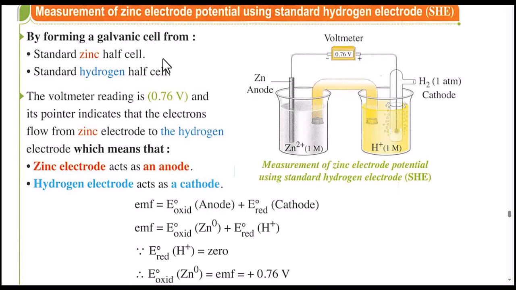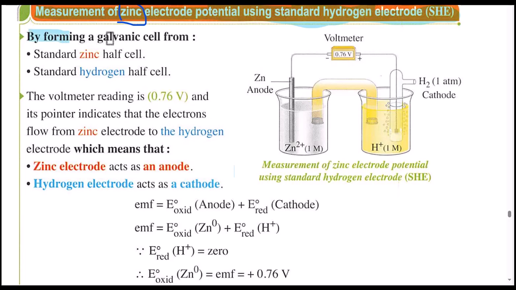Hello my dear students. Today we'll speak about how to measure the different elements' potentials in reference to the standard hydrogen electrode. How we use the standard hydrogen electrode to measure the different electrode potentials. For example, we will take zinc and copper. The first is zinc. How can we measure the zinc potential?